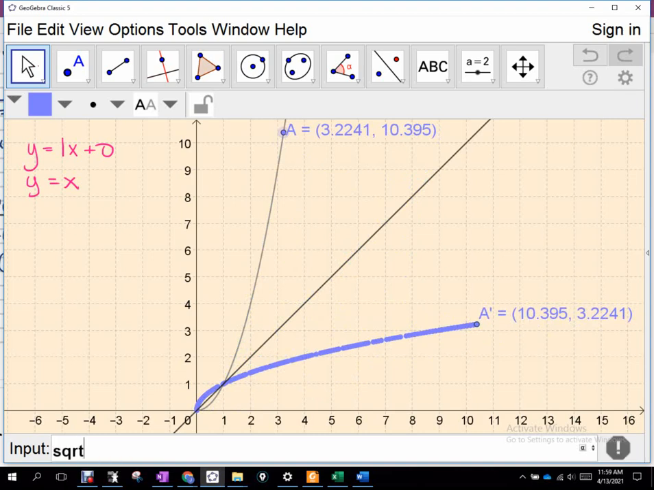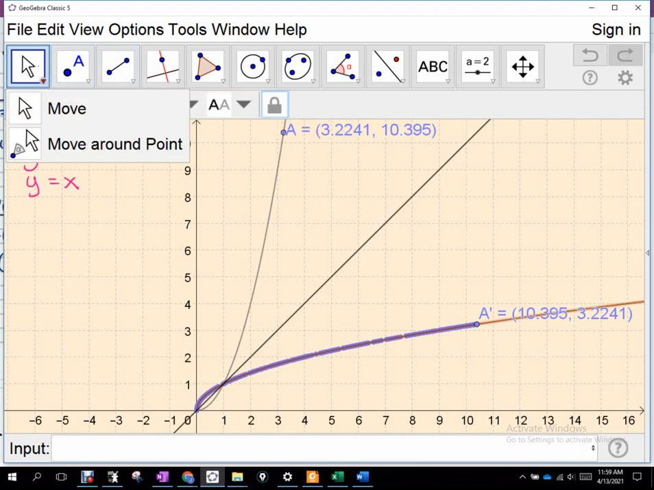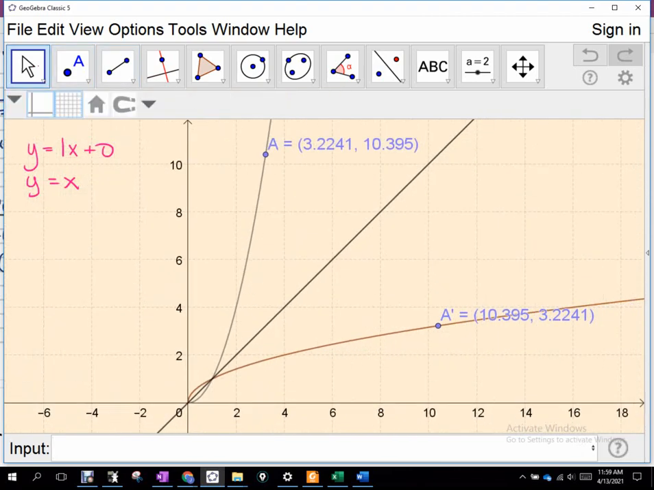So I'm going to type in the square root of x. And what does the square root of x do? It models that reflection, right? Does that make sense? Okay. So what I'm trying to show you here is that this is x squared. This is square root of x. They undo each other.